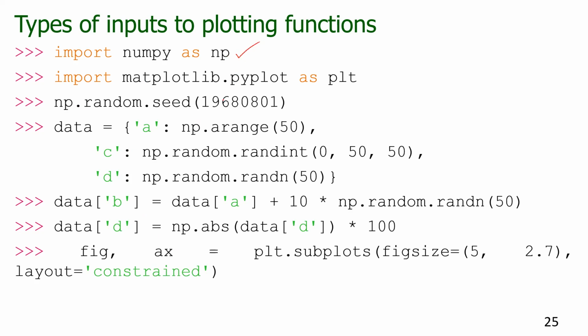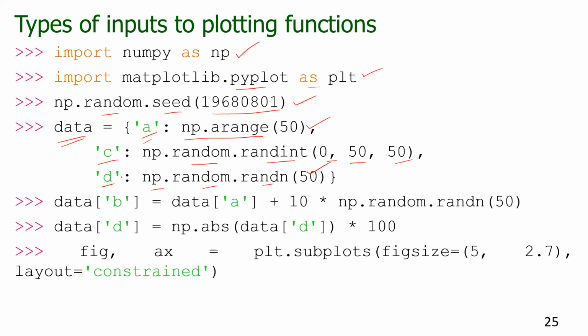First, as usual, we are importing NumPy. Then you are taking plt from the pyplot. Again, we are using pyplot. Here we are taking the random numbers, seed values, np dot random dot seed of some random value. Here data we are taking with labels: a from np dot arange with 50, then c np dot random dot randint 0, 50, 50 combination, then d values np dot random dot randn with the 50. So here we are taking a, c, d.